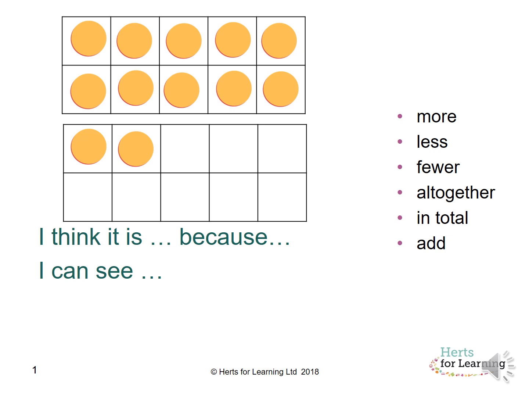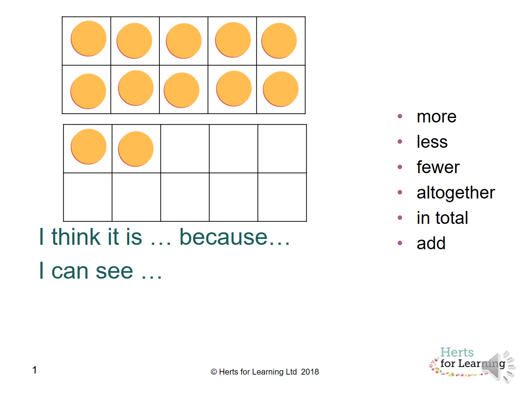So can you tell me, easy one to start with, how many more than 10 have I got? How many more than 10? So I've got 10 in my tens frame at the top, completely full. I've got 2 more than 10. 2 more than 10 makes 12.